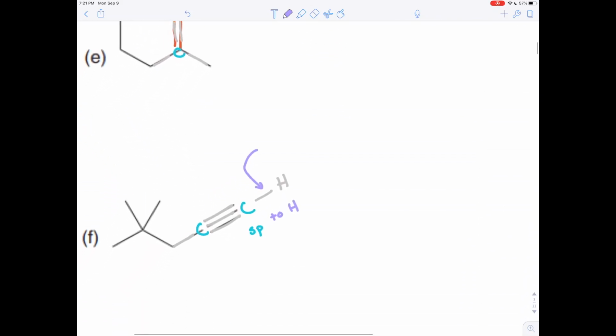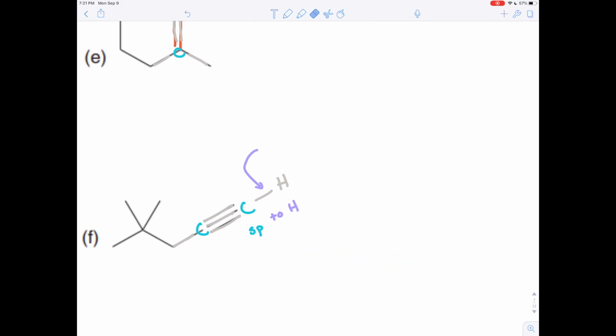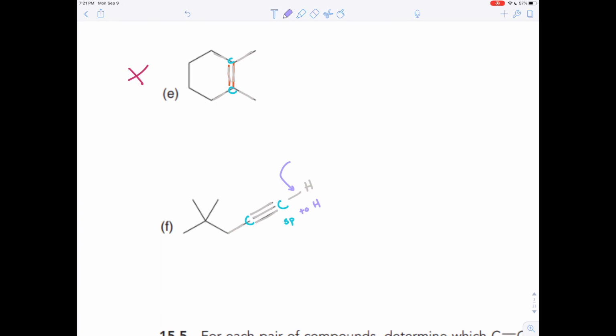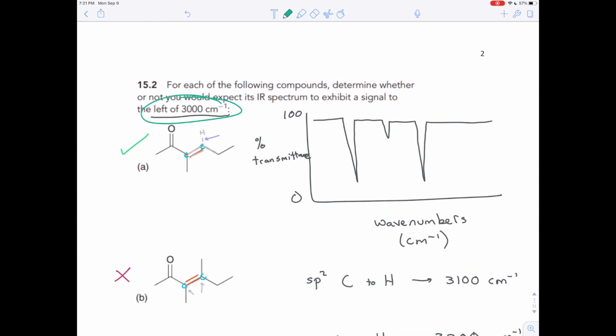When light with an energy represented by 3300 wave numbers is shined onto this bond, it will start vibrating in its next quantum way, and that will absorb the light and cast a shadow, and so you'll get a dip at around 3300 wave numbers in your IR spectrum. And so here, in this molecule, you would expect to have an absorption just to the left of 3000, which is what they were asking about.